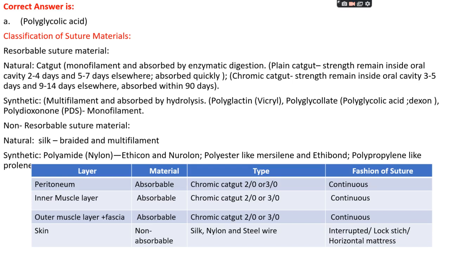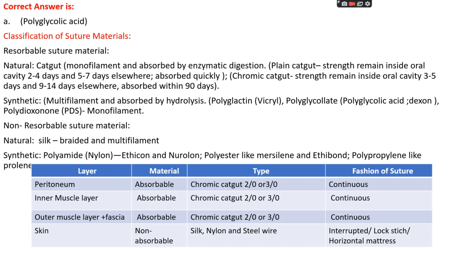And the second group is synthetic reabsorbable suture material, which is actually multifilament, and it is only absorbed by hydrolysis. Examples of this synthetic reabsorbable suture material are polyglactin, that is Vicryl, polyglycolate, polyglycolic acid, Dexon, and polydioxanone, that is PDS, which is monofilament.